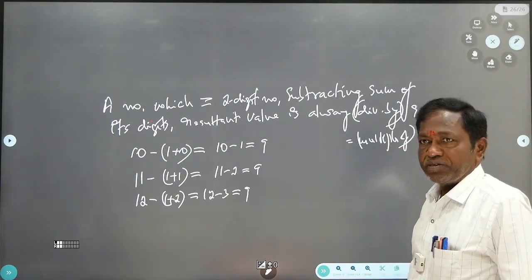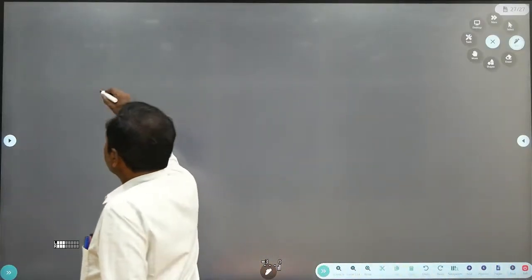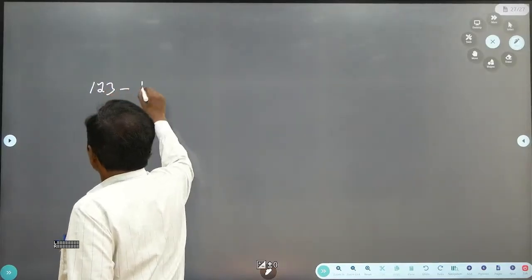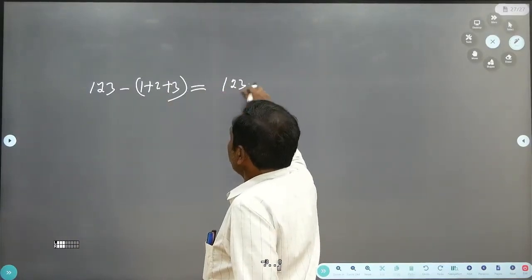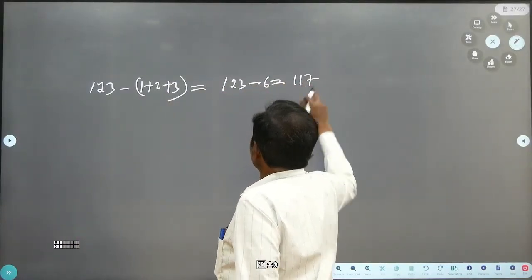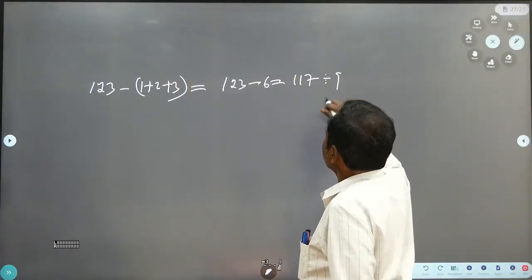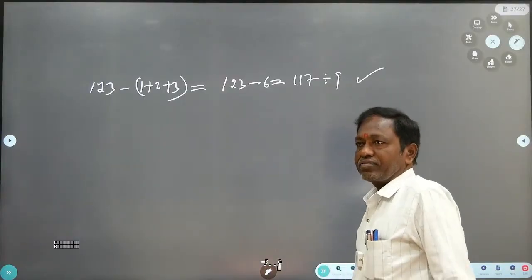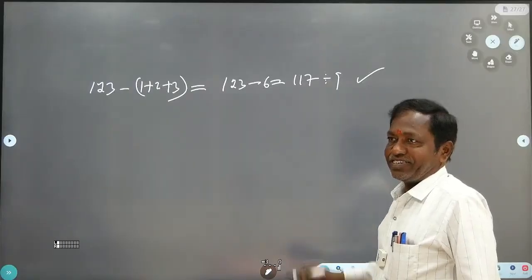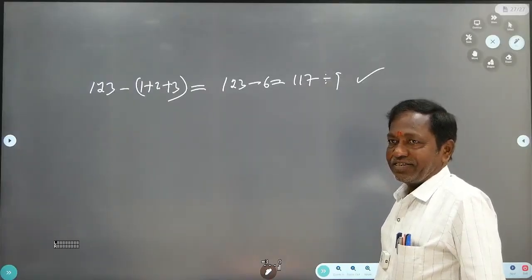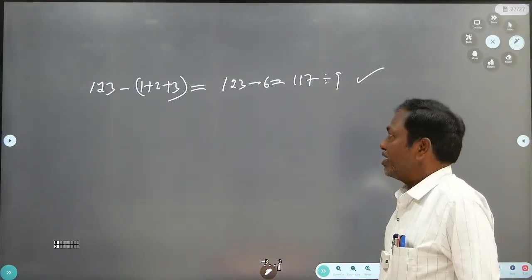We have taken 2-digit numbers. Even let us try for 3-digit numbers, like 1, 2, 3 minus 1 plus 2 plus 3. It means 123 minus 6, so 117. See that. This is always divisible by 9. If the sum of the digits 1 plus 1 plus 7 is 9, yes, it's like that. So once you are connected to a certain thing, there will be the same pattern everywhere like that.